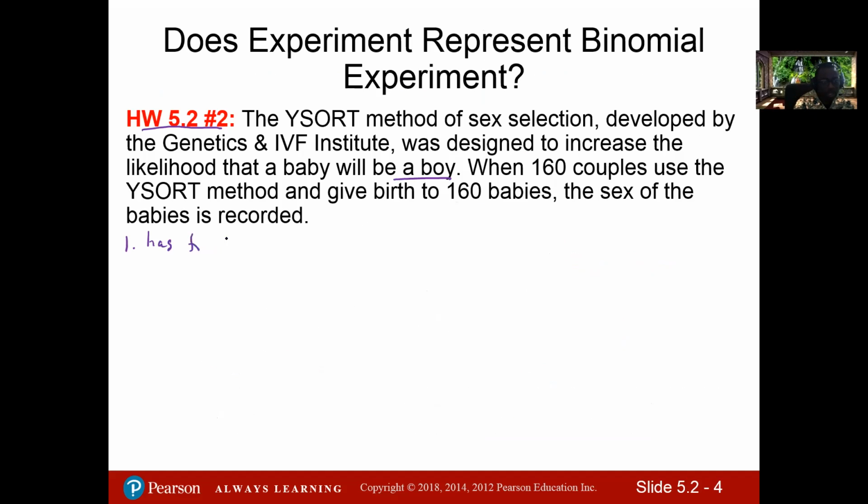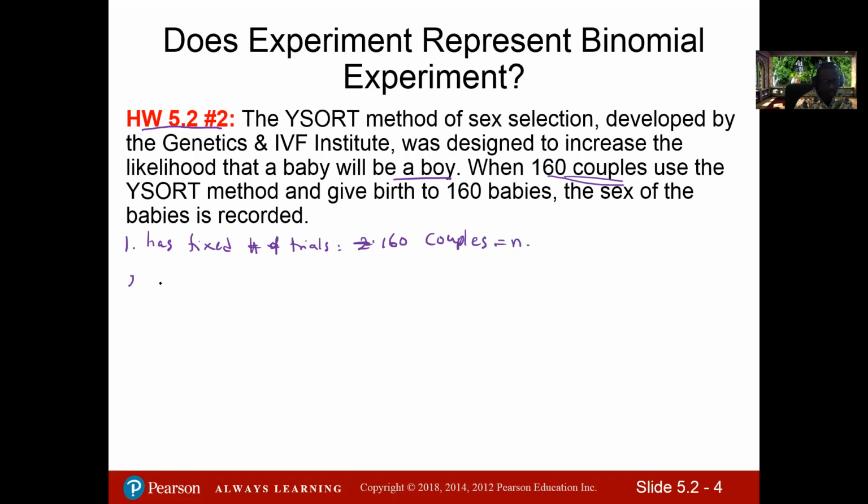Has fixed what? Number of what? Babies. Okay, number of trials, because there are 160 couples. So there is a fixed number of trials, because here we have 160 couples. Okay, so that's fixed. In this case, this would be your n.